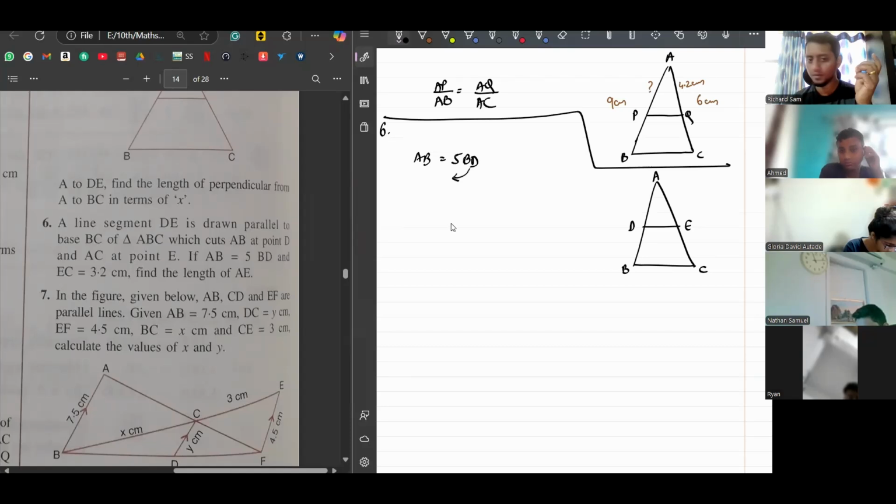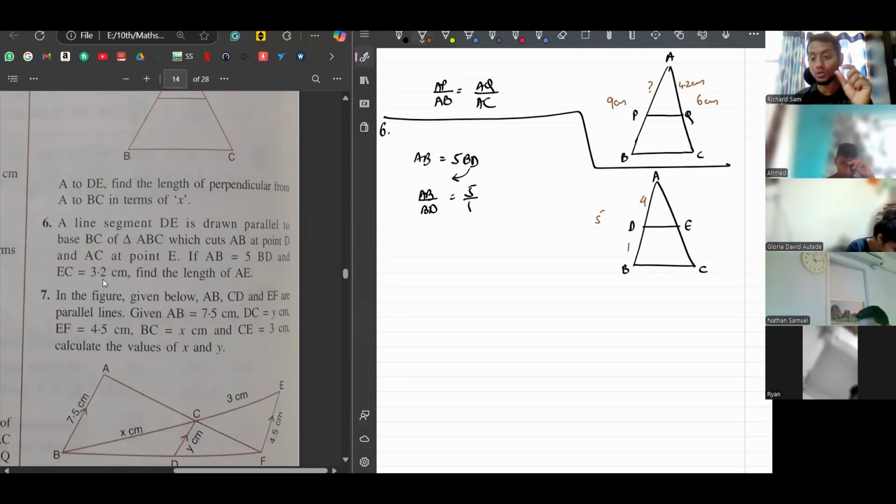Take the BD on the left side. So we'll have AB upon BD is equal to 5, then you put upon 1. So you have a ratio now, AB upon BD. The full AB is 5 and BD is 1. So AD will be how much then? The whole thing is 5 and DB is 1, so AD will be 4. Correct, no? 5 minus 1. All right.